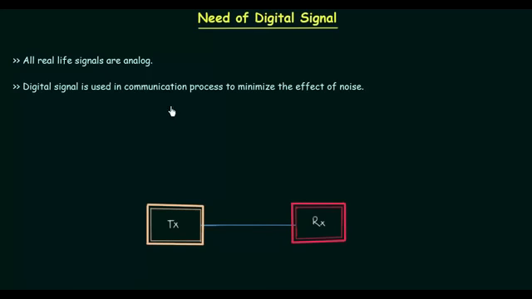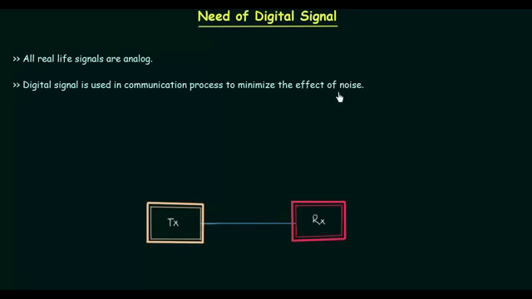Digital signal is used in communication process to minimize the effect of noise. So basically, we are going to focus how the noise is minimized by using the digital signal. What is noise? Noise is an unwanted signal that we don't want. Let me write this down. Noise is unwanted signal.